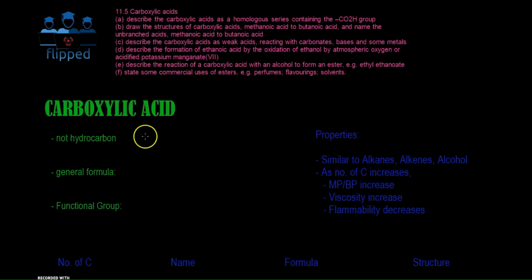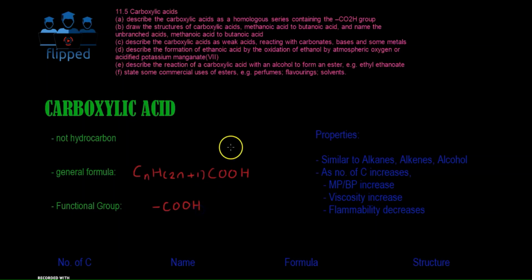Carboxylic acid is the fourth group of organic compounds that we will be learning in this whole O-level syllabus, with the general formula of CnH2n+1COOH. And the COOH is the functional group.